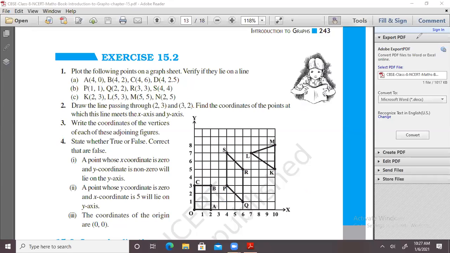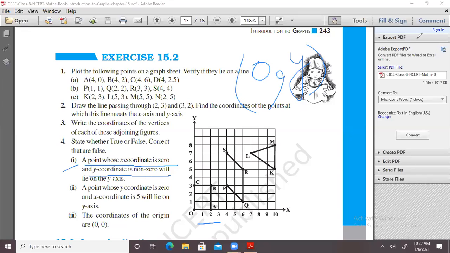Then question number 4 is state whether true or false, correct that are false, आपको बताना है true or false, और जो false है उनको correct करना है। So first one is a point whose x coordinate is 0 and y coordinate is non-zero will lie on y-axis. एक ऐसा पॉइंट जिसका x कोऑर्डिनेट तो 0 हो, y कोऑर्डिनेट नॉन 0 हो, मतलब कोई भी वैल्यू हो सकती है, will lie on y axis.